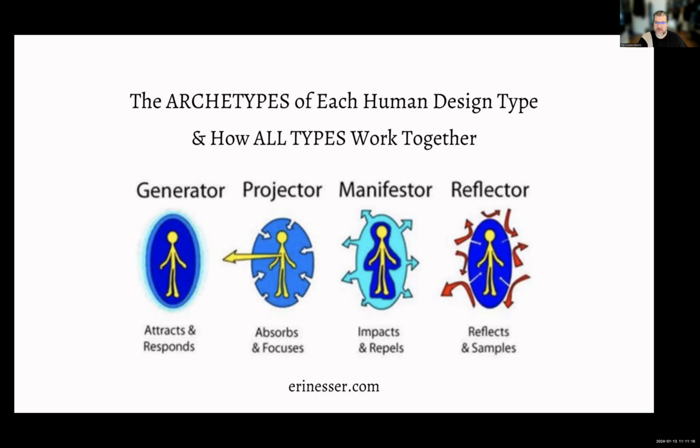It's interesting to look at these different types. Right here on the bottom, it talks about a generator attracts and responds, a projector absorbs and focuses, a manifestor impacts and repels, and then a reflector reflects and samples information. Okay.